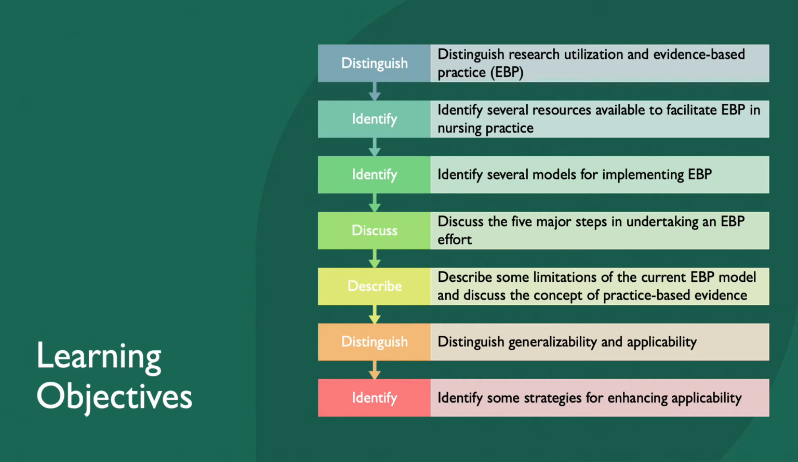The learning objectives for this week are to distinguish research utilization and evidence-based practice, to identify several resources available to facilitate evidence-based practice in nursing practice, identify several models for implementing evidence-based practice, discuss the 5 major steps in undertaking an evidence-based practice effort, describe some limitations of the current evidence-based practice model, and discuss the concept of practice-based evidence, distinguish generalizability and applicability, and finally, identify some strategies for enhancing applicability.